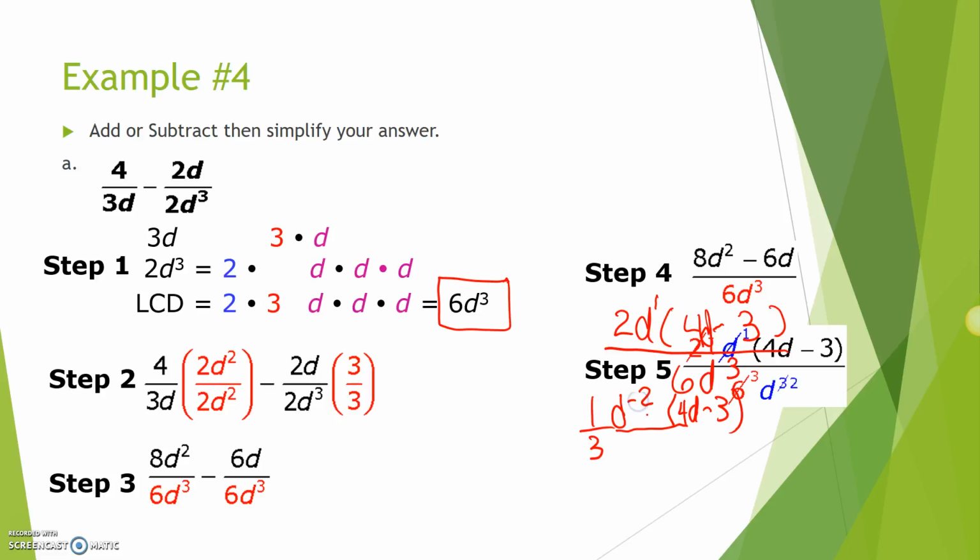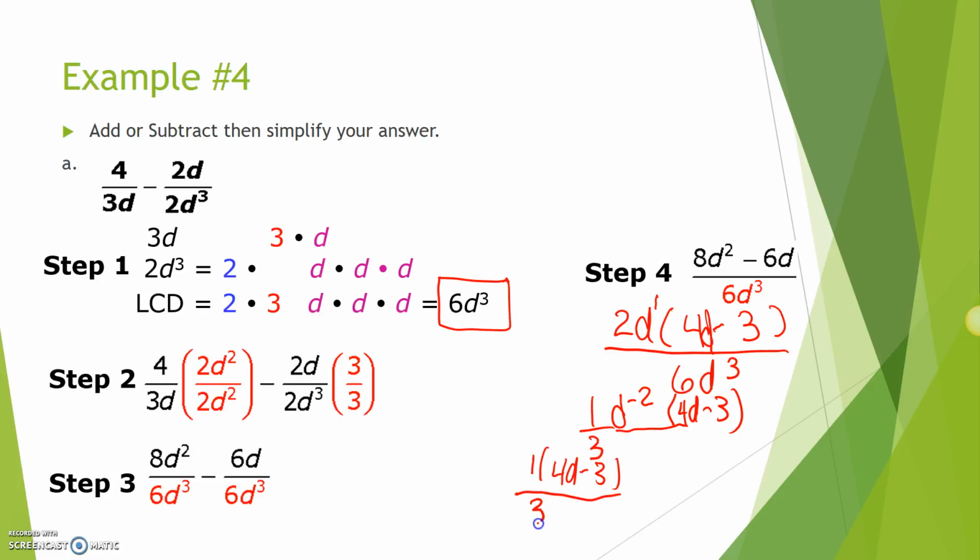Now remember, you can't have a negative exponent. So when you have that negative exponent, you bring it down to the denominator here. So what I have is now 1 times 4d minus 3 over 3 times d squared. And when I rewrite this out, I'm just going to rewrite it without having the 1 in front. So technically my final answer is going to be 4d minus 3 over 3d squared. And that'll be my final answer when subtracting this rational expression.